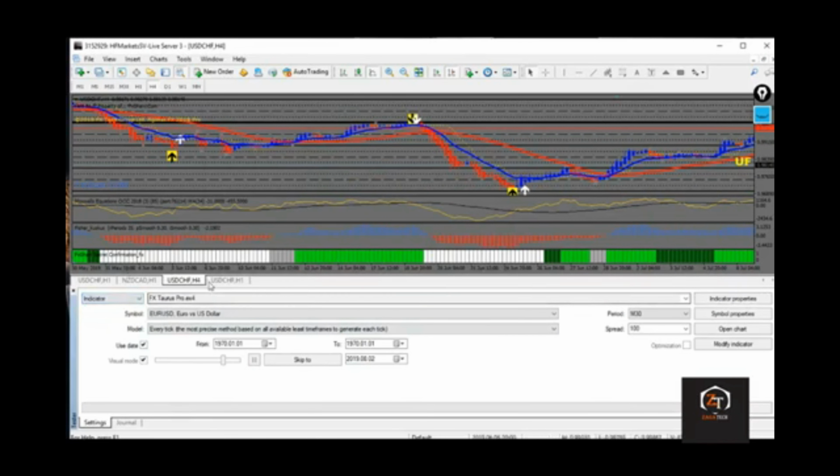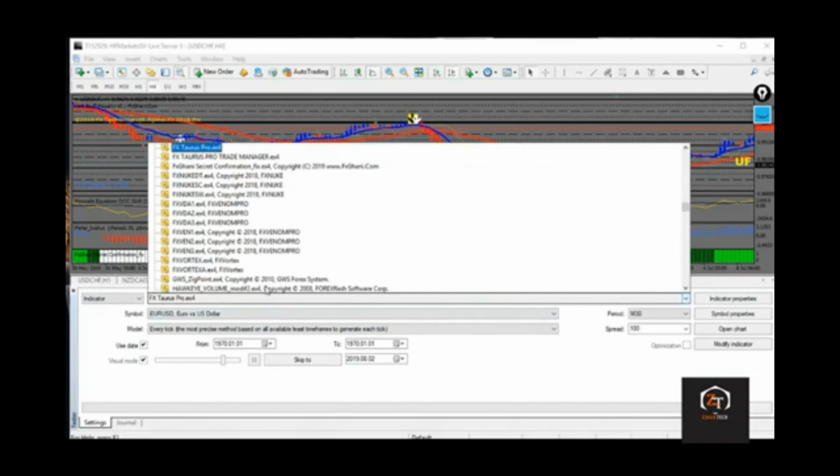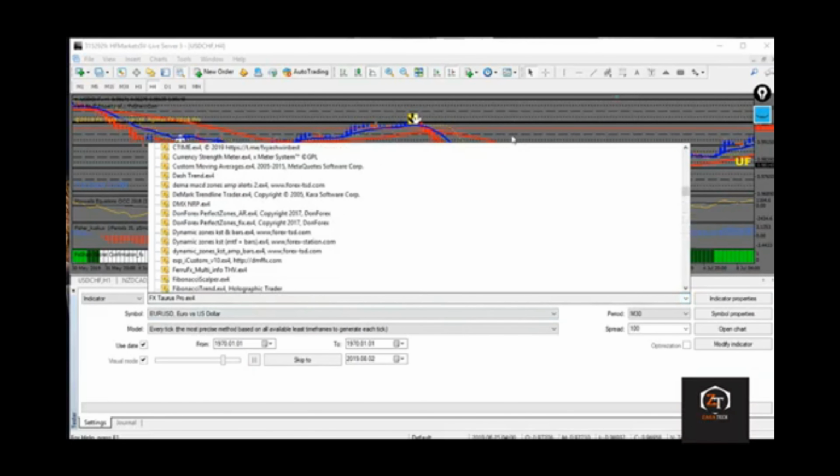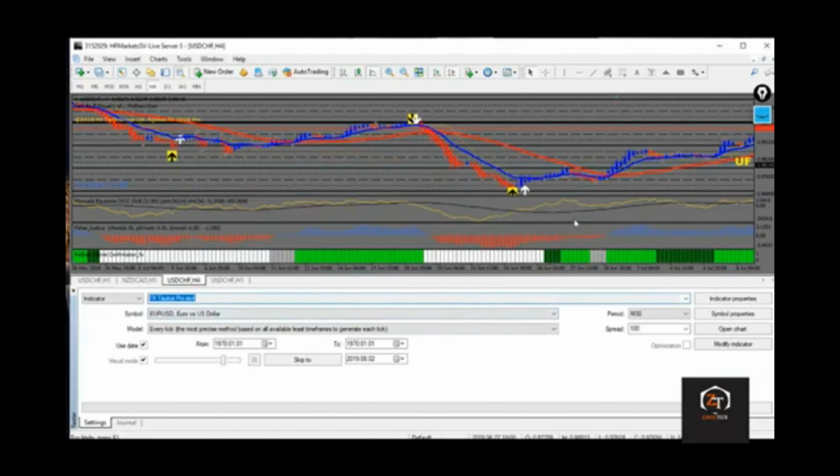This is Tarot's indicator. You can choose any indicator you want to test around. It will give you all the indicators you have here. You can test run them. After testing, you can see their profits, see their drawdowns, and so on and so forth. You can go to the back.